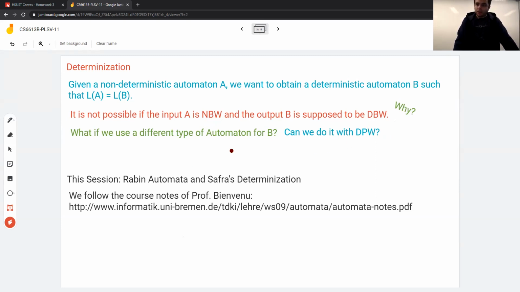We can look into other types of deterministic automata. For example, we can look into deterministic parity. Or we can look into what's called deterministic Rabin automata, which is what I'm going to do in this session. In this session, I'm going to define the notion of Rabin automata, and then I'm going to tell you about a very classical algorithm, probably the most classical algorithm in all of this field, which is Safra's determinization. I took all of the course notes and figures for this session from this link. So this is from, I think, the University of Bremen.